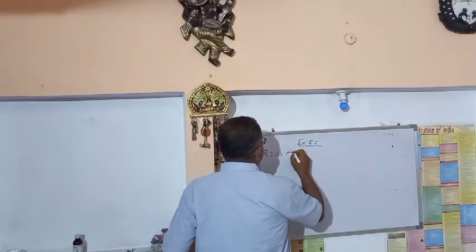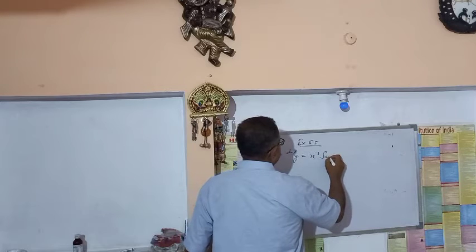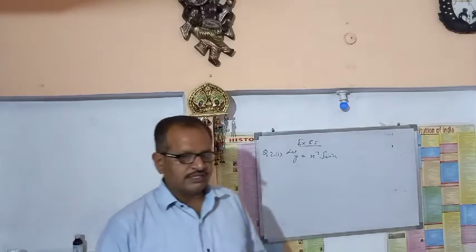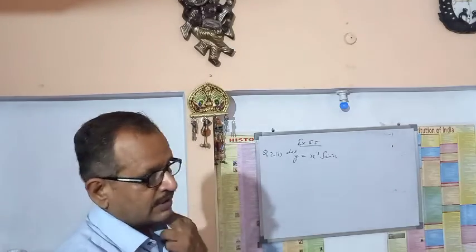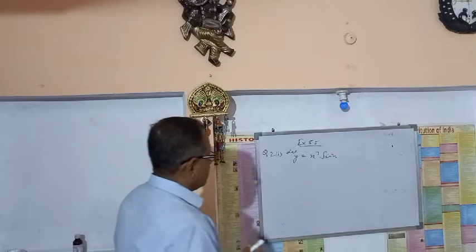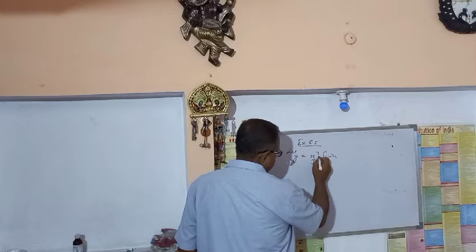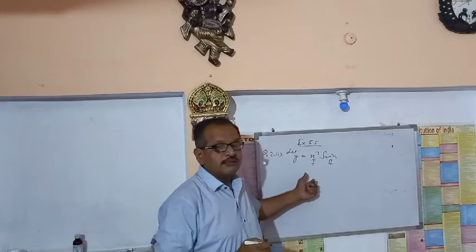Let y is equal to x cube sin x. This is given: let us suppose y is equal to x cube sin x. So here we see that it is the product of two functions. X cube is the first function, sin x is the second function. So it is a product of two functions, and we will use the product rule here.